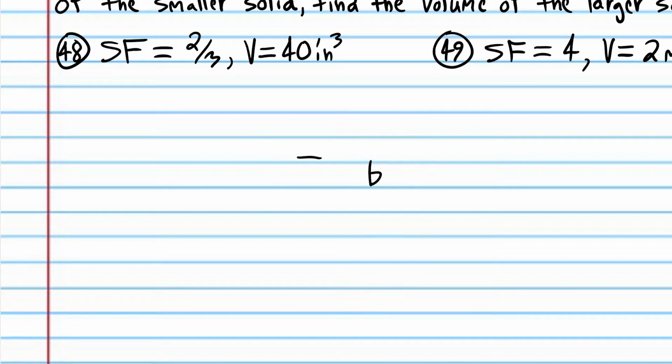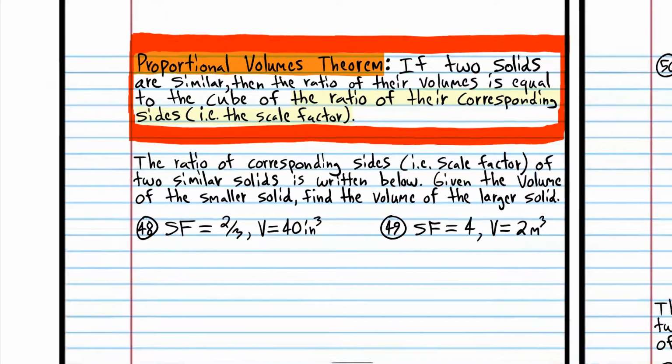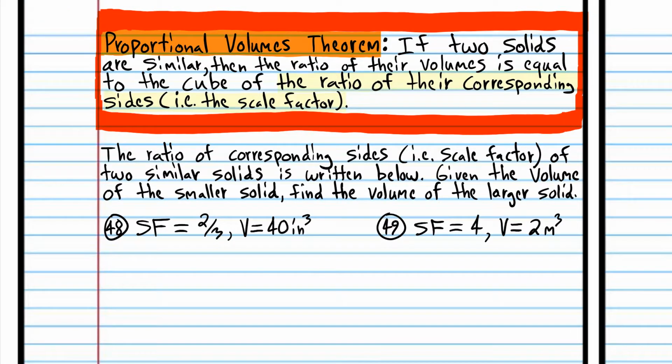So let's try some practice problems. If you didn't understand that, that's okay. You'll get it as we do more practice problems. So it says here the ratio of corresponding sides, i.e. the scale factor. The ratio of corresponding sides is also called the scale factor, so be aware of that. We went over that in a previous class. So the ratio of corresponding sides of the two similar solids is written below. That's the scale factor here.